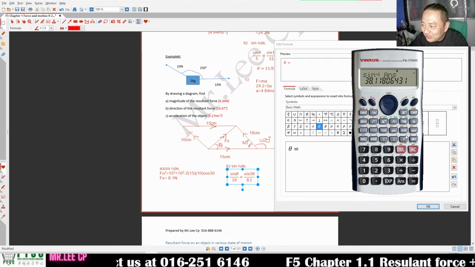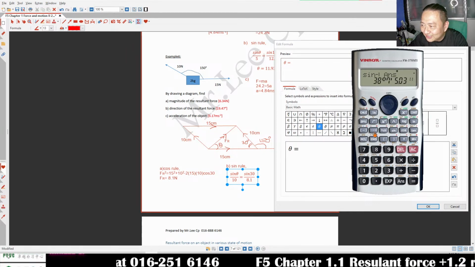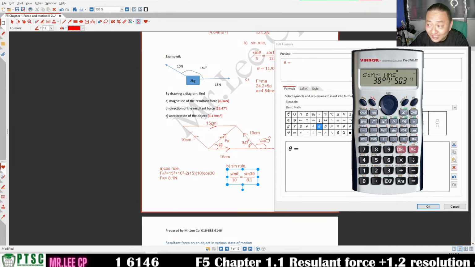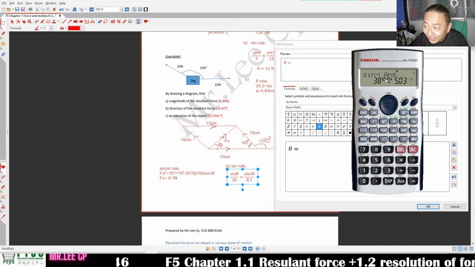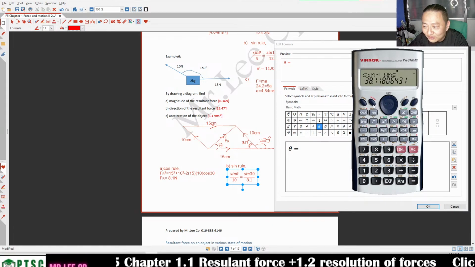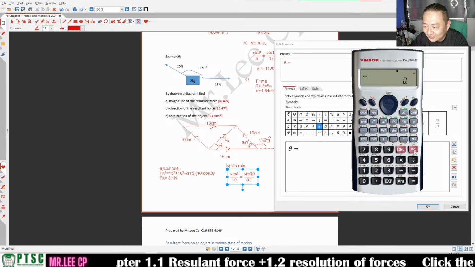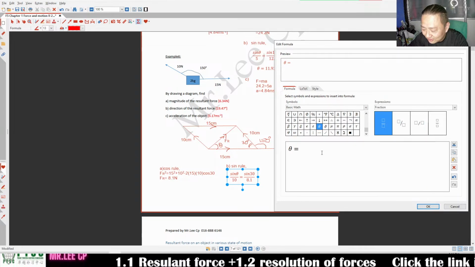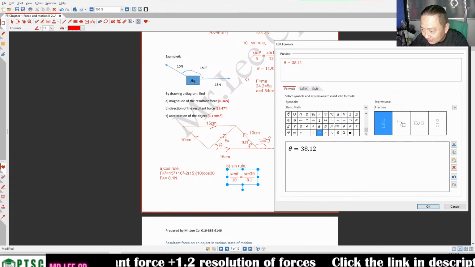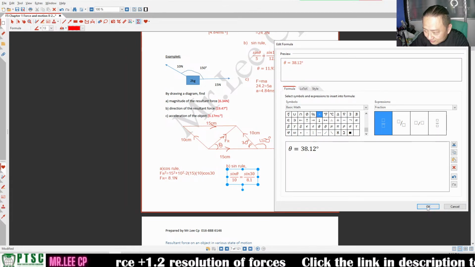Maybe you get used to pressing this one. No, this one is degree and minute. If you do it in MS, it is 38 degrees and 7 minutes. This one is 38.12. Okay, good. 38.12 degrees. Okay.